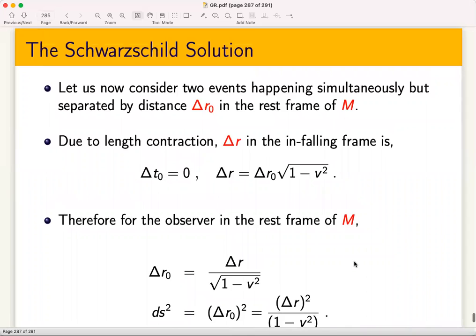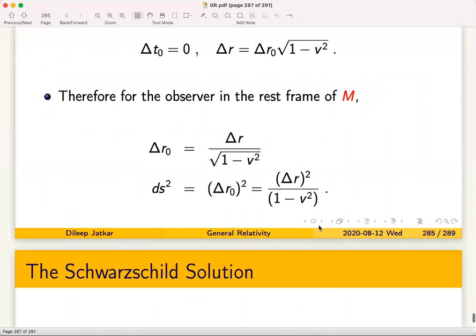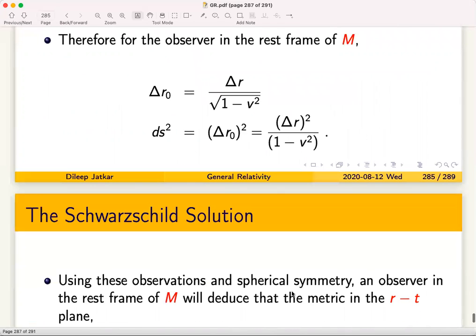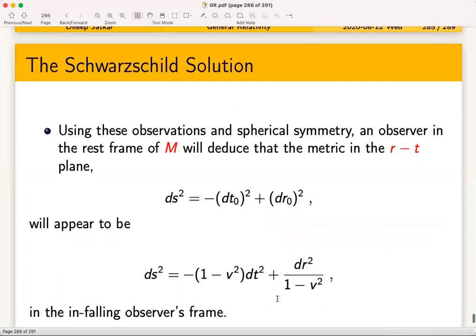Now, with respect to these two experiments, the observer in the rest frame of M would say that the metric seen by the infalling probe should be these two effects taken together, in addition to the fact that the problem is spherically symmetric. So the observer sitting in the rest frame of M, whose metric in the radial and time coordinates is this because he is in flat space, would say the infalling observer sees a metric which would appear like that. Because dt naught was written in terms of dt in this particular form, and dr naught was written in terms of dr in this particular form, when you square those quantities, it would take the form like that.